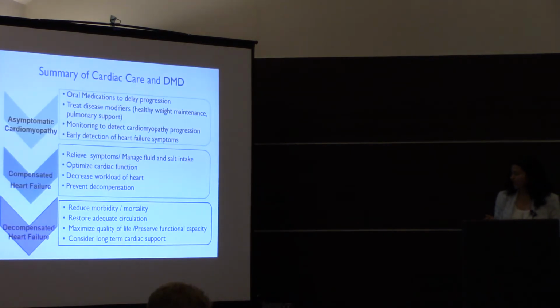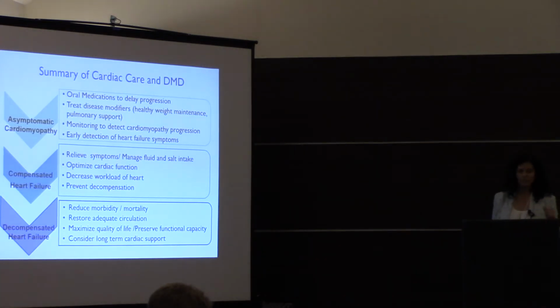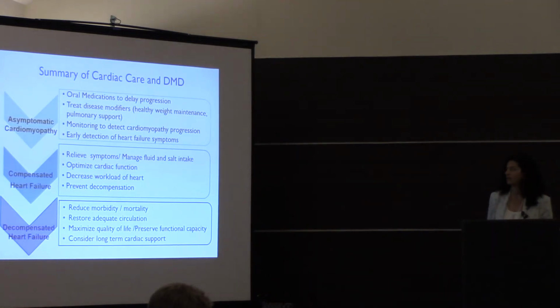So in summary, I would say our goal is to cure the disease. If we can't cure it, our goal is to stay here: asymptomatic cardiomyopathy, where we use oral medications to delay the progression of the disease. We treat disease modifiers, pulmonary support, healthy weight maintenance. We monitor to detect cardiomyopathy changes, and the really key thing is early detection of any symptoms.